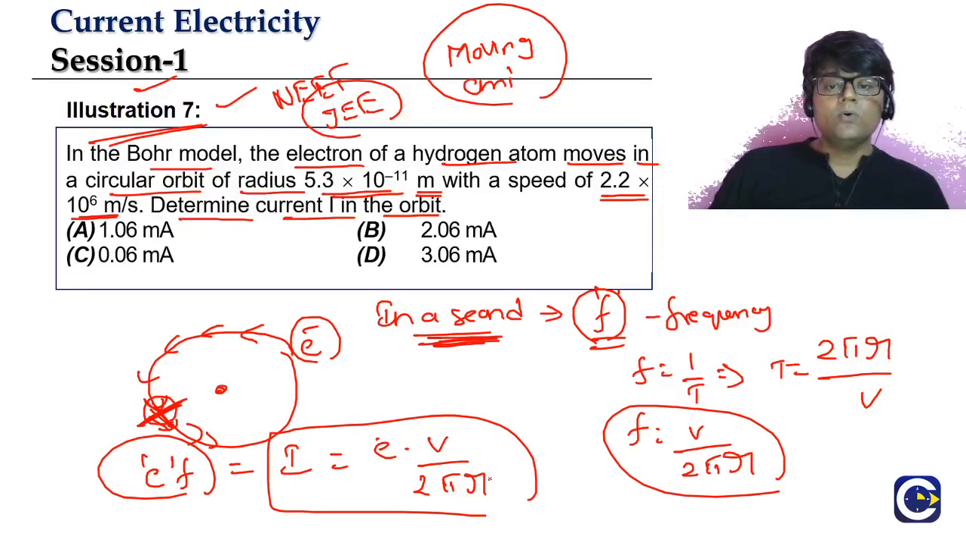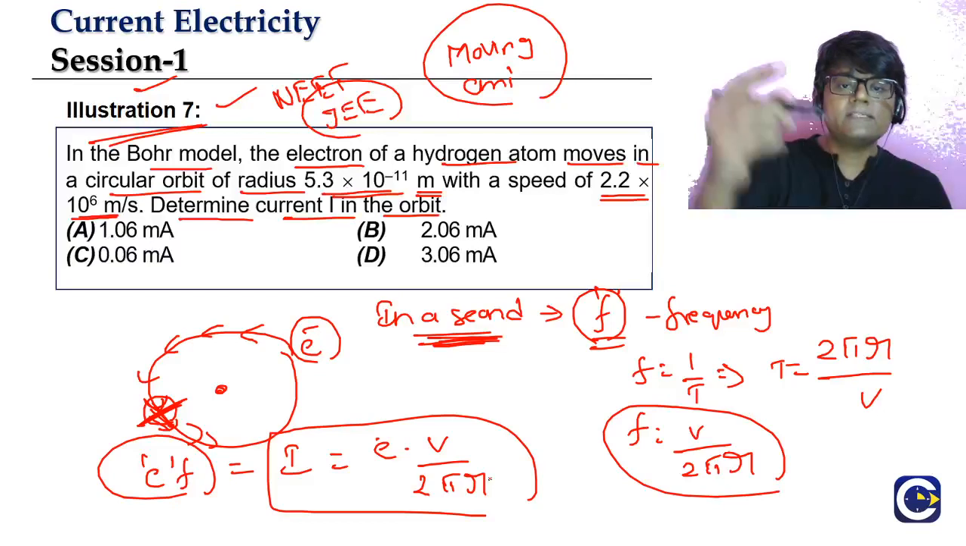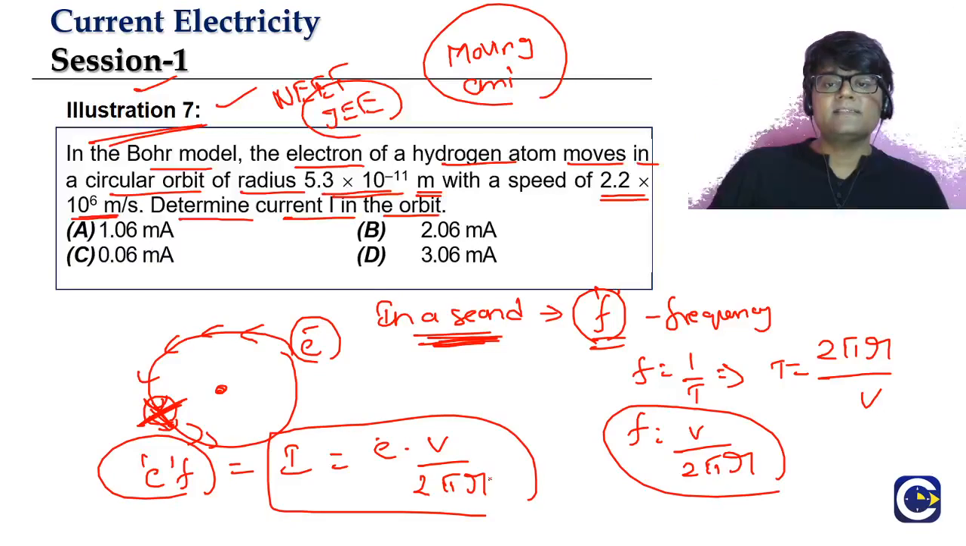Now the E value we know. What is the E value? Basic charge, 1.6 into 10 power minus 19 coulombs. V is given to us: speed 2.2 into 10 power 6 meter per second. Radius is also given to us: 5.3 into 10 power minus 11 meters. Just substitute and check the answer, guys. What will be the current? We need to find the current in the orbit. Check it, guys.